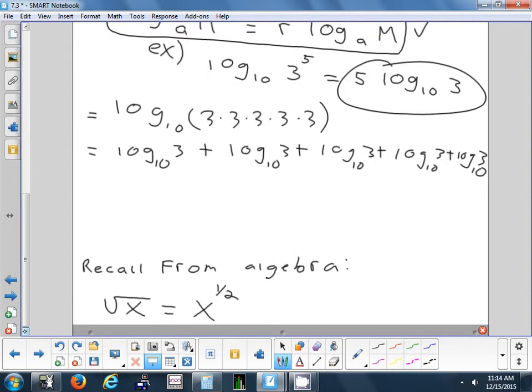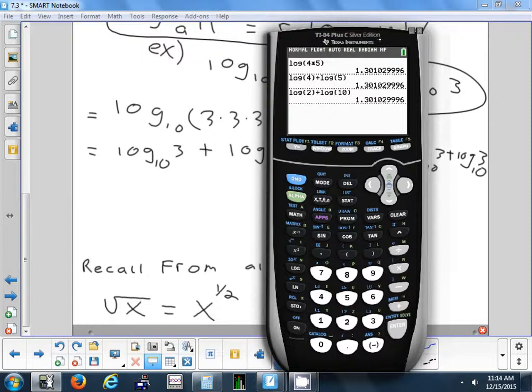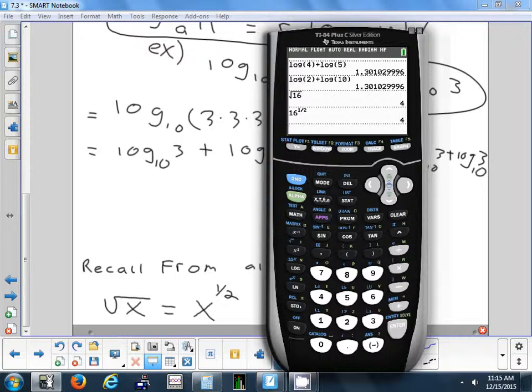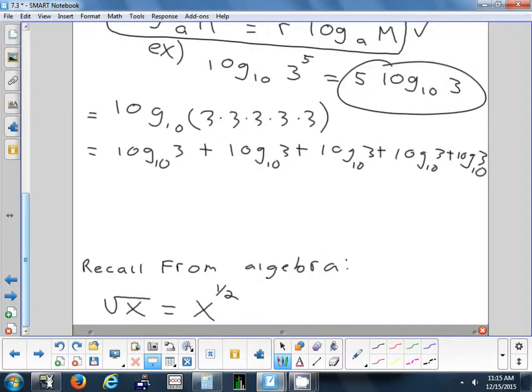And from algebra, one thing they assume you already know, but I'm going to write it just in case you don't remember. Taking a square root is exactly the same as raising something to the 1/2 power. Take square root of 16. And here's 16 to the 1/2 power. Same thing. You'll see why you might want to change something from a square root to a 1/2 power. It's the same thing, but remember, when we have exponents, we can move them. So that's important.